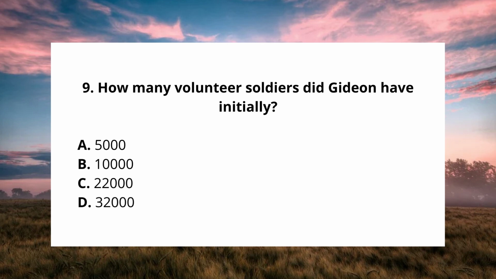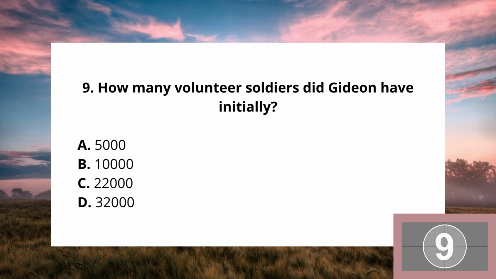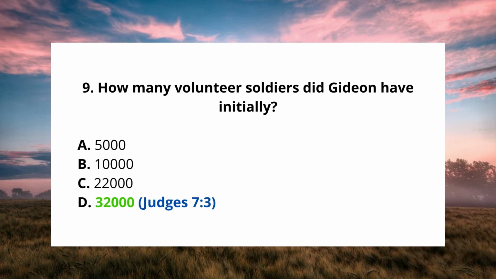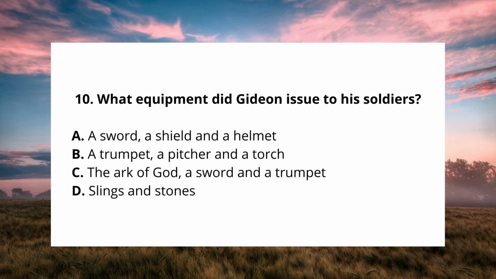Number 9. How many volunteer soldiers did Gideon have initially? A. 5,000. B. 10,000. C. 22,000. D. 32,000. You have 10 seconds. The answer is D, 32,000. And you can find this in Judges chapter 7 verse 3.